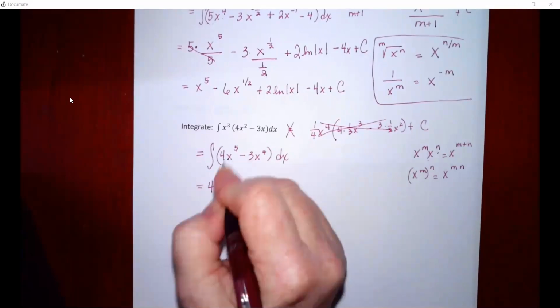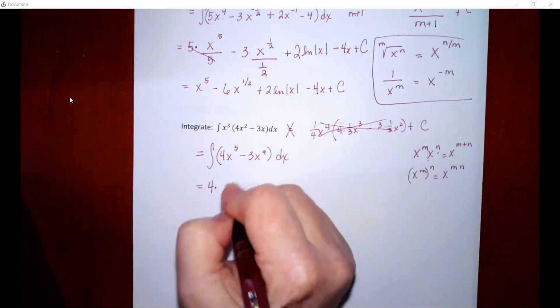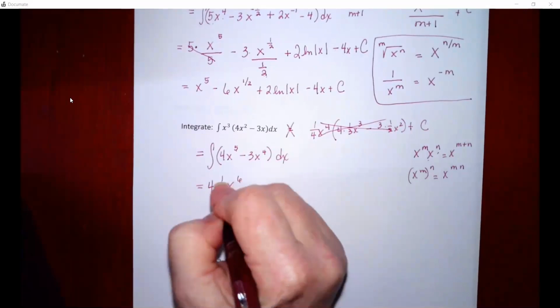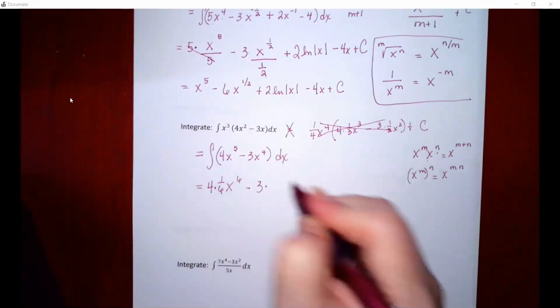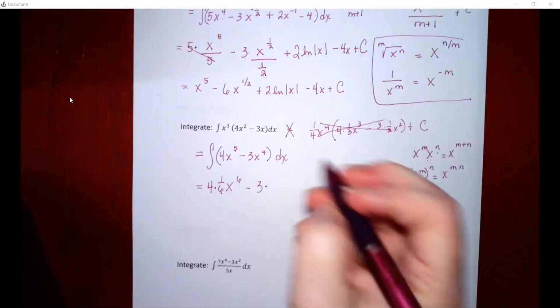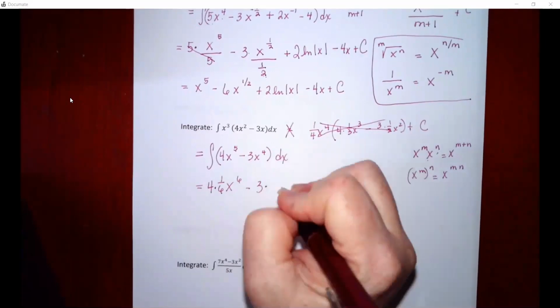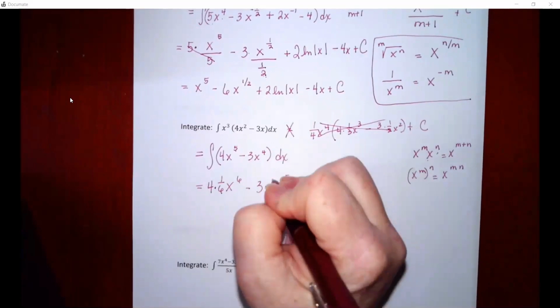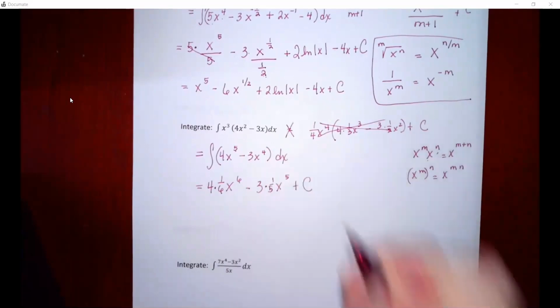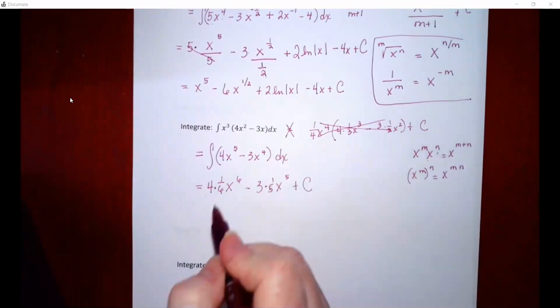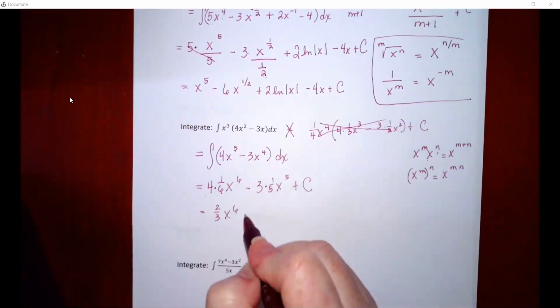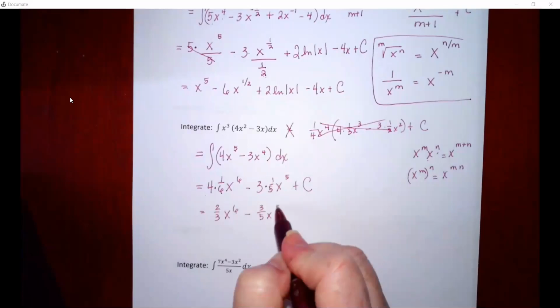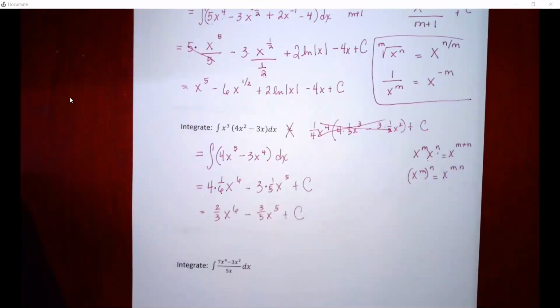and we'll have 4 times the integral of x to the 5th, which is x to the 6th times the reciprocal of that new exponent, 1/6. Then we have minus 3 times the integral of x to the 4th with respect to x, which is x to the 5th times 1/5. So we have 4 times 1/6, or 2/3 x to the 6th, minus 3/5 x to the 5th, and then plus c.